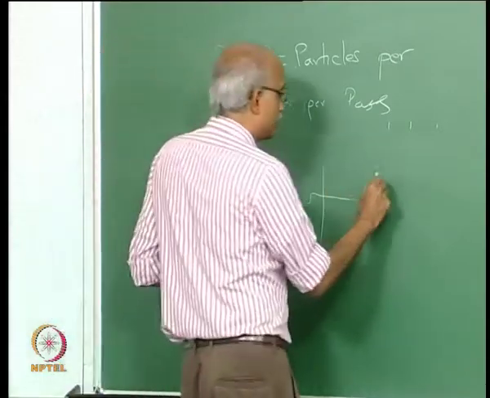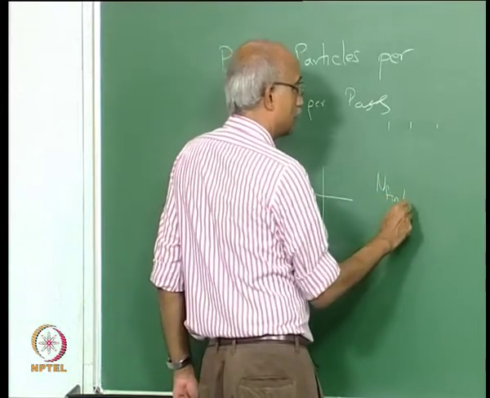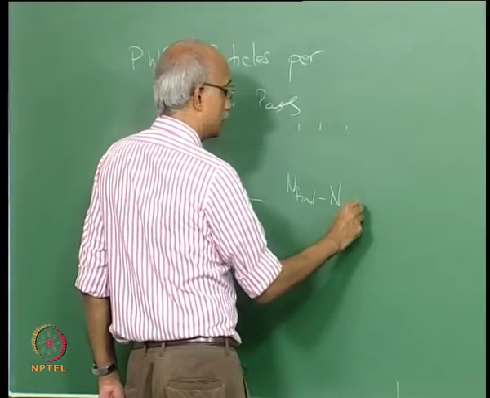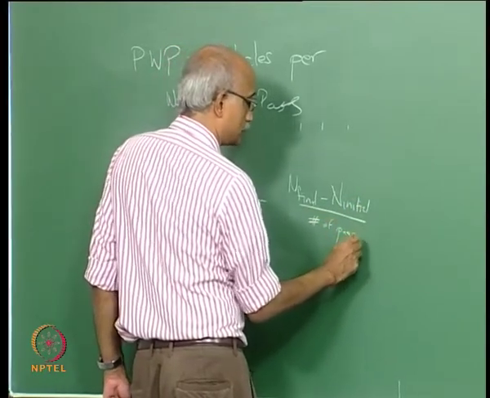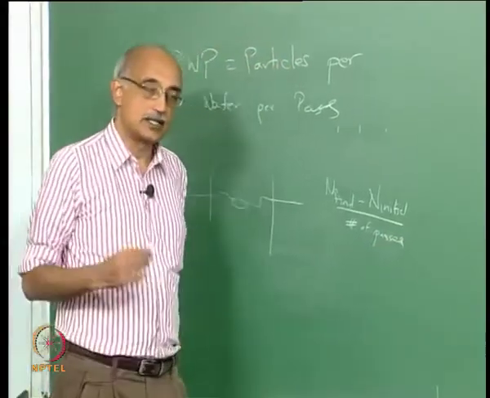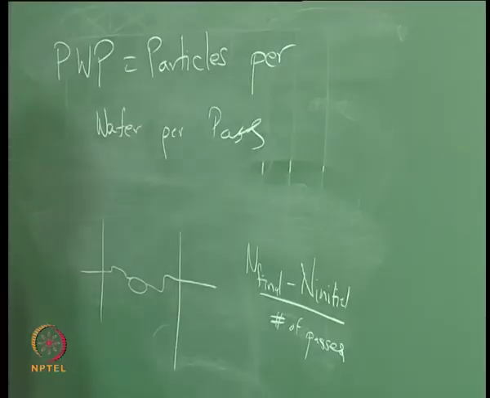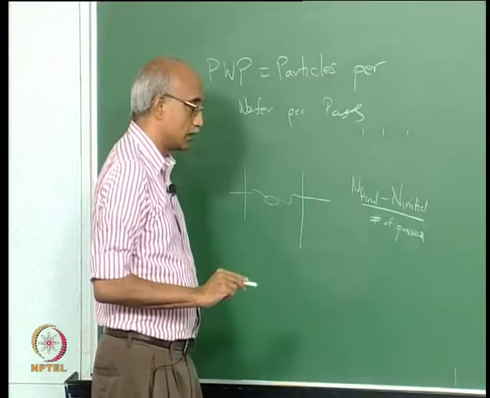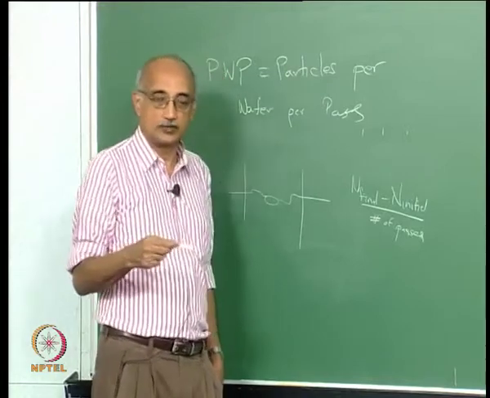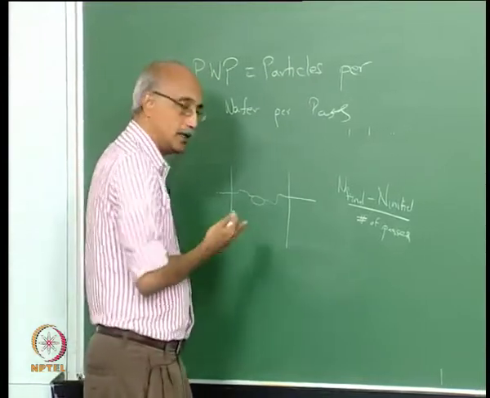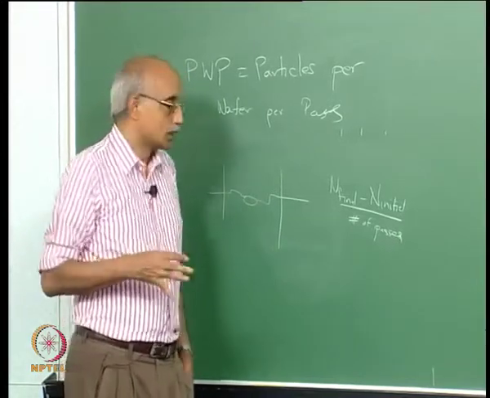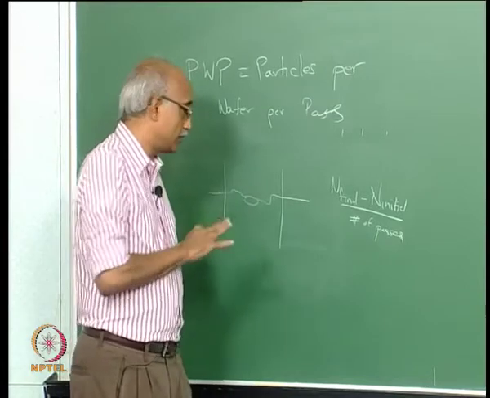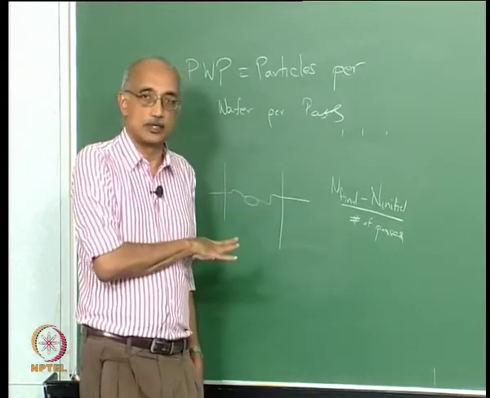So, you take the difference between n final minus n initial and divide it by the number of passes through the equipment, and that is called the particle per wafer per pass measurement. Now what this is telling you is how many particles are being added to the wafer simply by cycling it through the process equipment that it has to go through, and it gives us a way of monitoring how clean or how dirty this tool is.